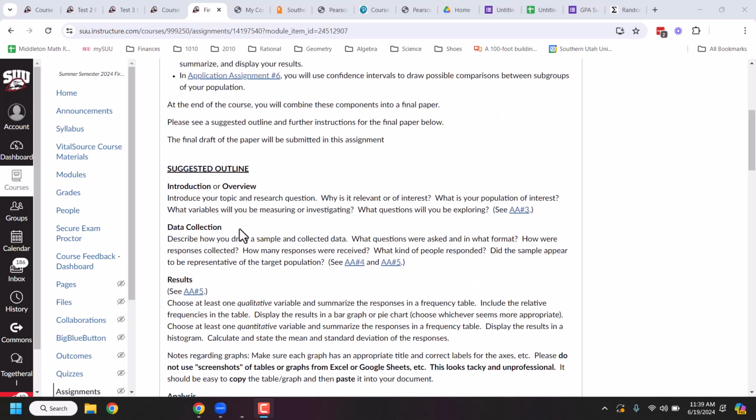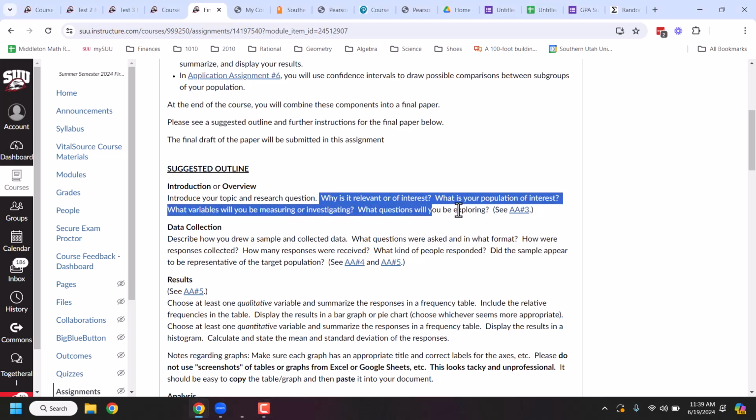But keep in mind that this is a paper. In the application assignments, you guys have been responding to prompts, and they haven't necessarily been organized into paragraph form. So when you're writing, say, the introduction or overview, there are these questions that I've given you to give you an idea of what I'm looking for in the introduction or overview. But this should be formatted as a paragraph that's neatly written.